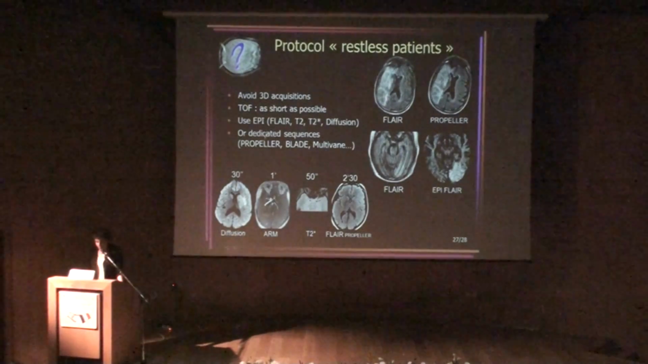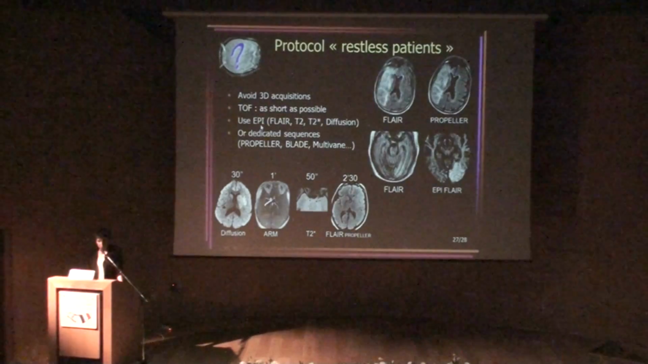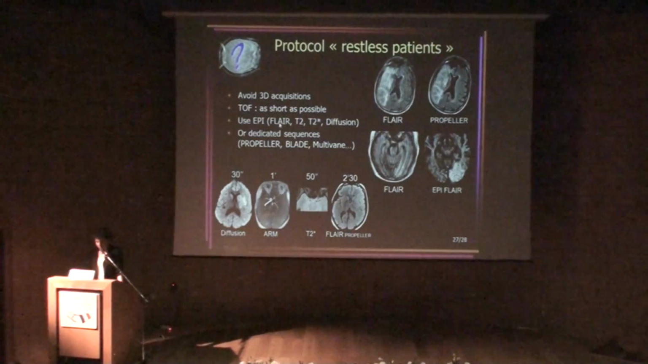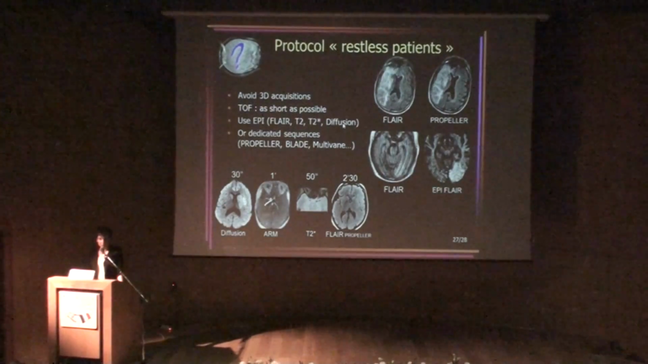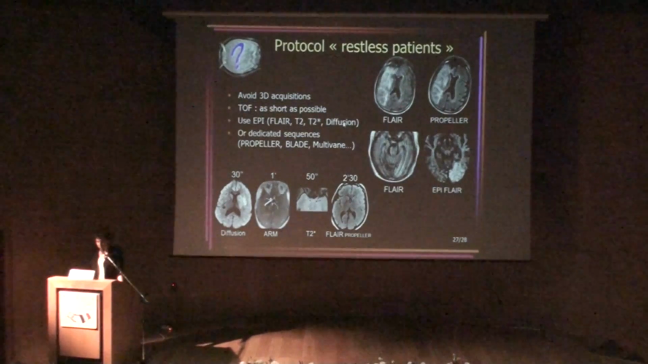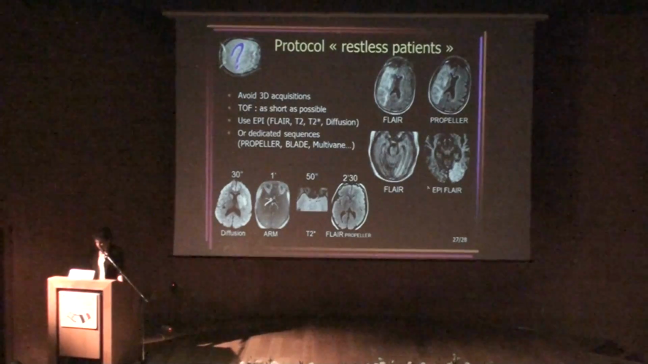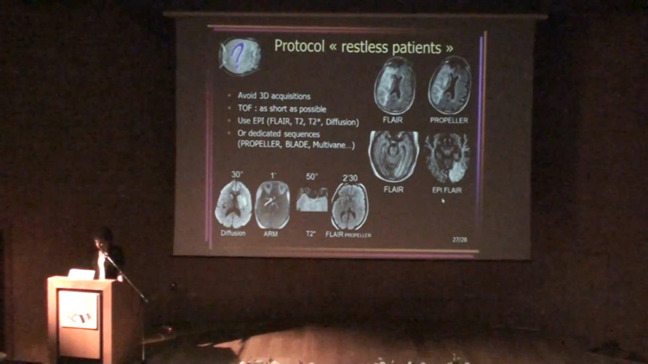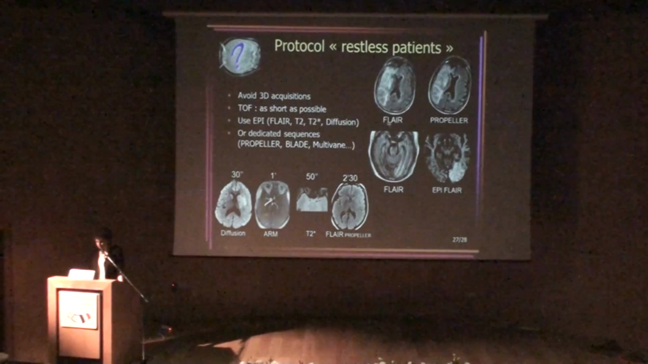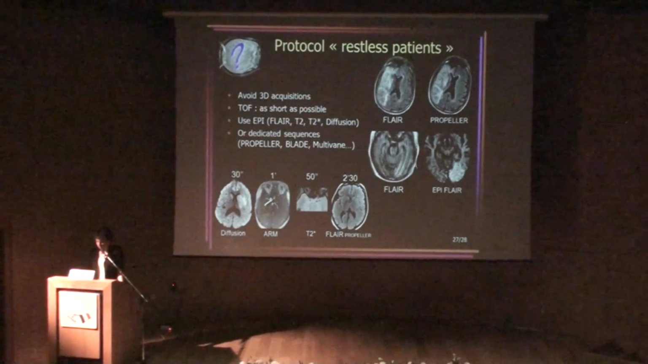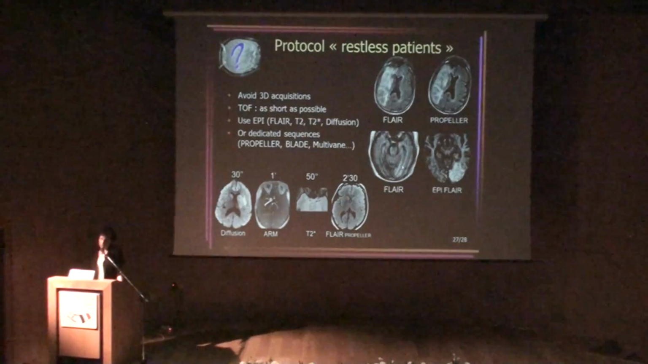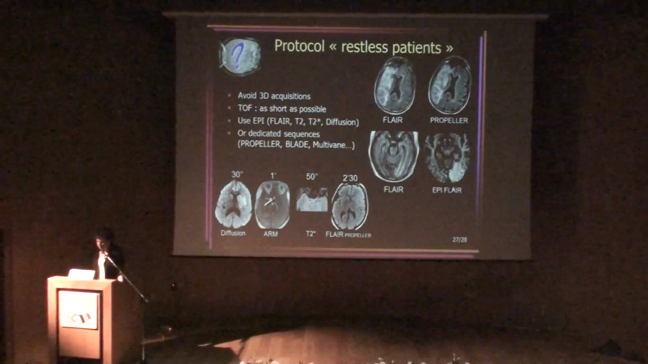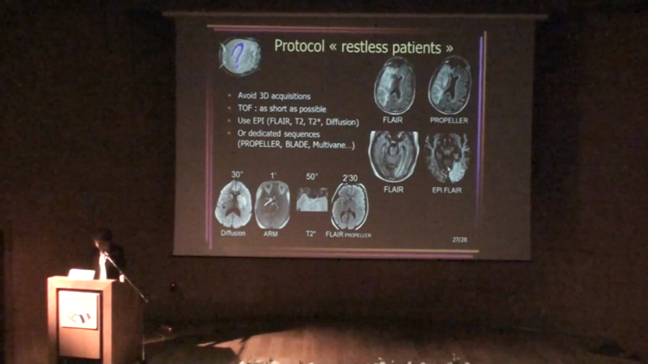Think about the EPI sequence, and you can use EPI using FLAIR, T2, T2 star, diffusion. EPI sequences are very useful and very quick. Here is an example of an EPI FLAIR. That was the FLAIR in the patient that was moving, and we wanted to see if there was a bright signal on FLAIR. Well, you get information, but you see it much better on the AP FLAIR.